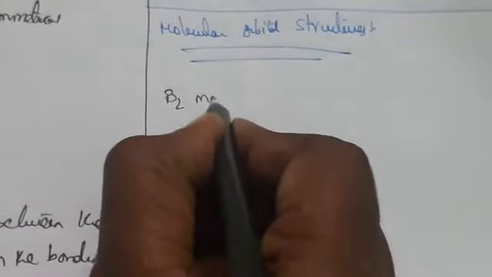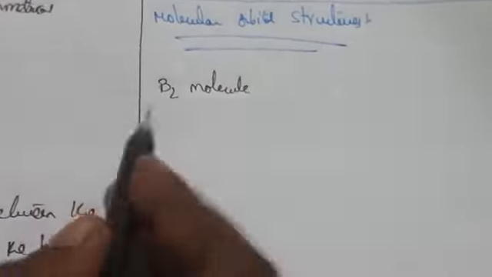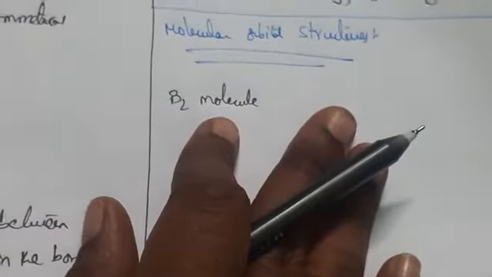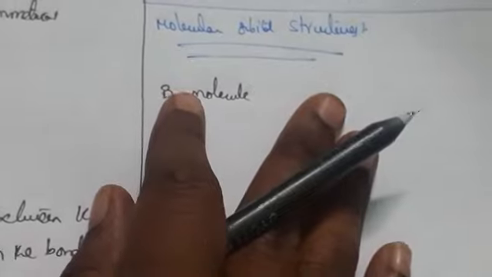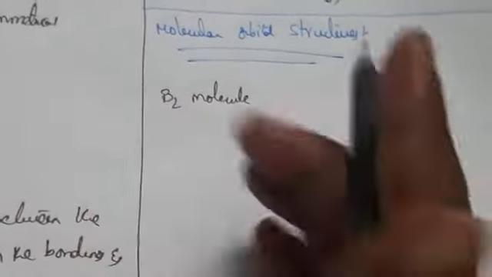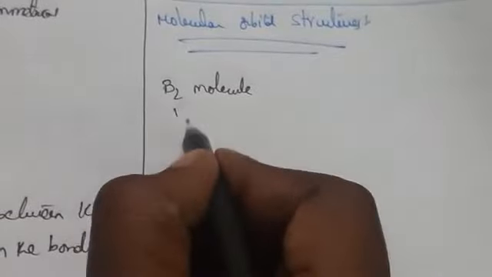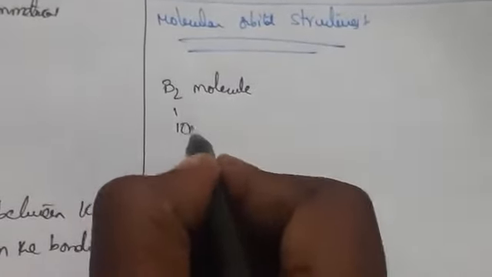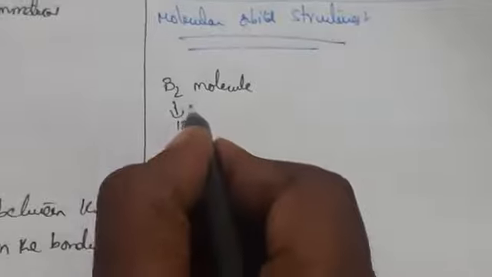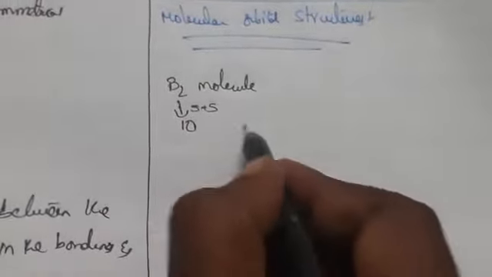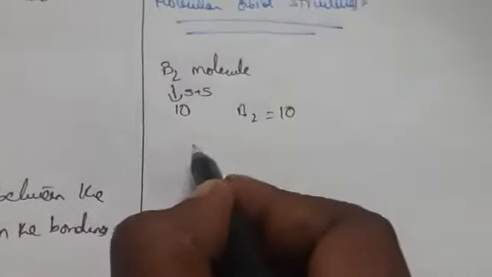If you take the B2 molecule, it is a diatomic. What is the atomic number of boron? The atomic number of boron is 5. How many boron atoms do we have? Two, so we get 5 plus 5, which is equal to 10. So B2 has 10 electrons. Now how do we get the electronic configuration?